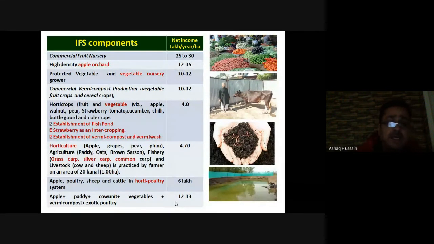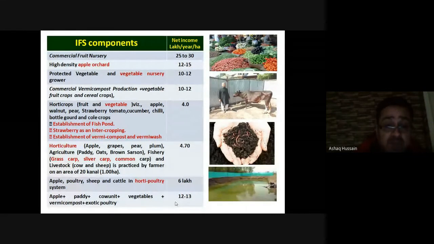Then horticulture industry, for example, we have the possibility of growing very good high quality apple, grapes, pear, plum. Then if a farmer has a rice land, then he can grow rice and oats. Oats can give a good supply of fodder, not only in the growing season, that is in the month of May, but he can also dry this fodder for the supply during the lean period.